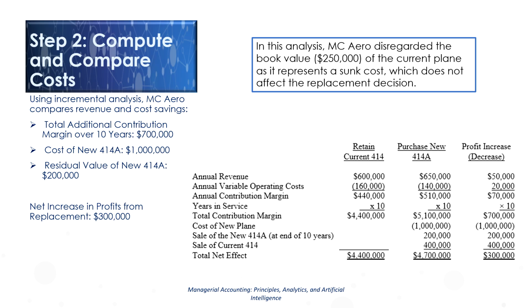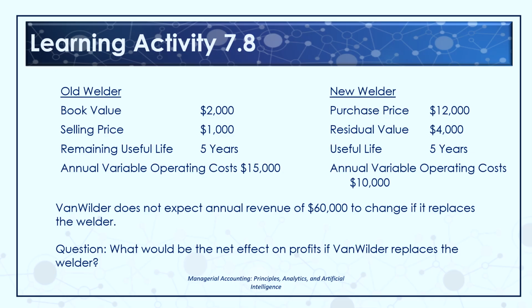But the sale of the new 414A at the end of its 10-year useful life would yield $200,000 in residual value, and selling the current 414A would also yield $400,000. So taken all together, the total net effect of purchasing the new 414A would be an increase in profits of $300,000. Now complete learning activities 7-8.